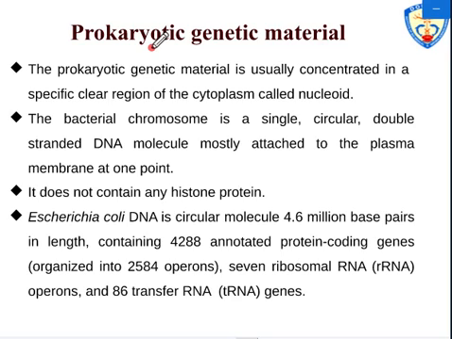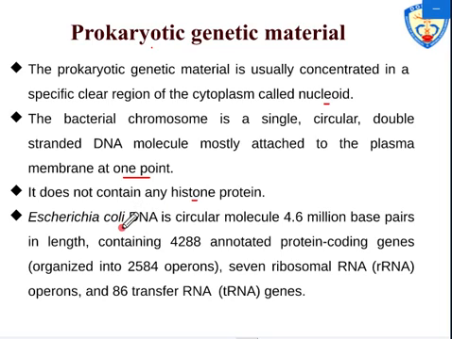Prokaryotic genetic material is usually concentrated in a specific clear area present in the cytoplasm. That area is known as a nucleoid. The bacterial chromosome is a single circular double-stranded DNA molecule which is attached to the inner side of the cell envelope at a specific point. For the packaging of the prokaryotic genetic material, there are no histone proteins. Instead, they have specific proteins for packaging, known as the HU proteins.